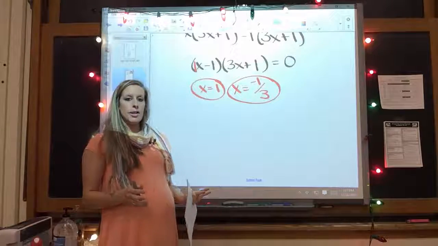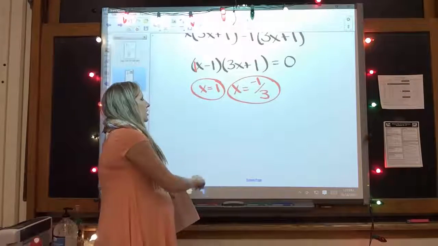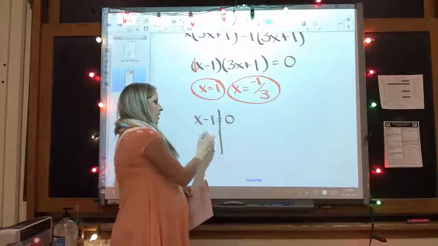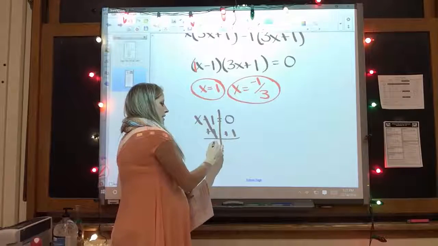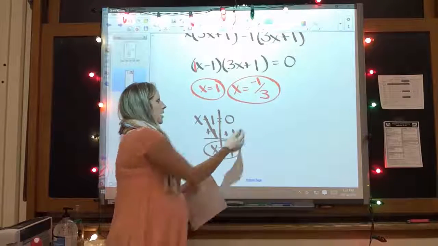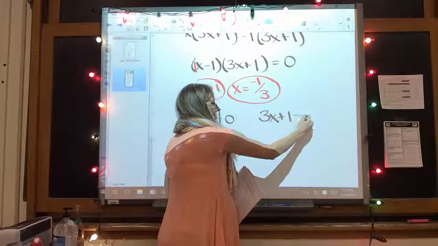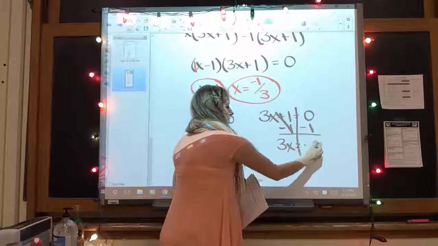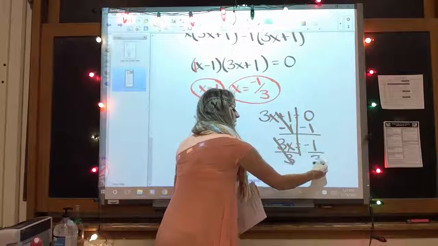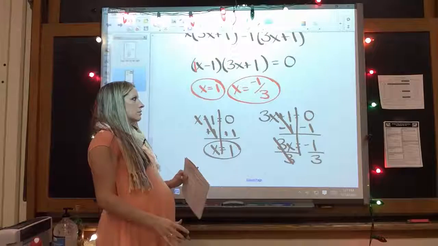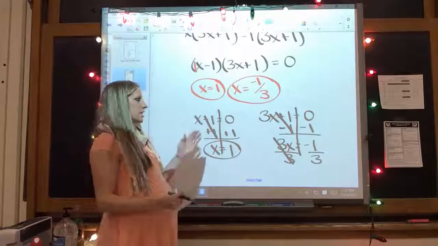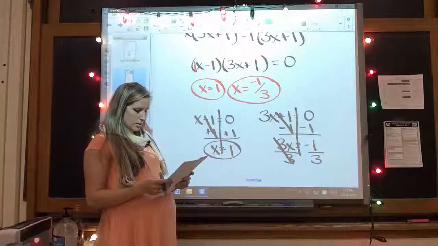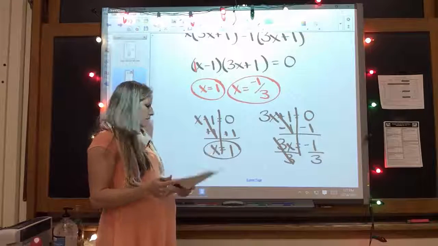If you don't remember that trick, it's not a big deal. What you can do is set each factor equal to 0 and solve for x, and you'll still get the same answer. Okay, 3x plus 1 equals 0, solve for x, divide by 3, and I still get negative 1/3. So don't be scared if you forget the trick. Just set it equal to 0 and solve for it. Okay, so let's try number 3.